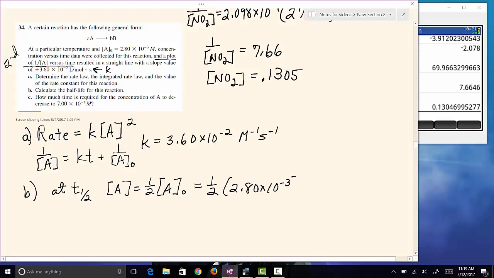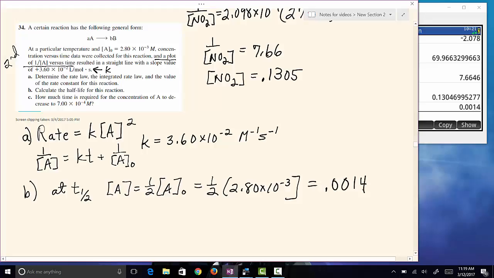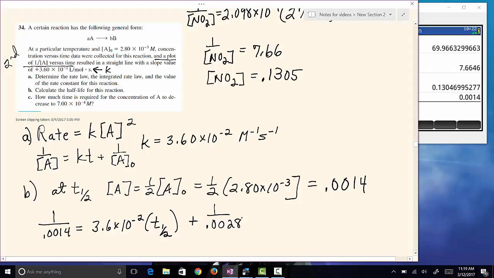All right, so I'm going to say that my A then is going to be 1/2 of the 2.80 times 10 to the minus 3. Okay, so that's going to be 0.5 times 2.8 times 10 to the negative 3. So I'm getting 0.0014. And then I'm just going to plug that into the equation. So 1 over 0.0014 is equal to my K, 3.6 times 10 to the minus 2, times T1 half, which I'm solving for, plus 1 over 0.0028.